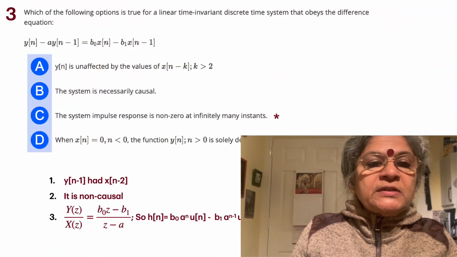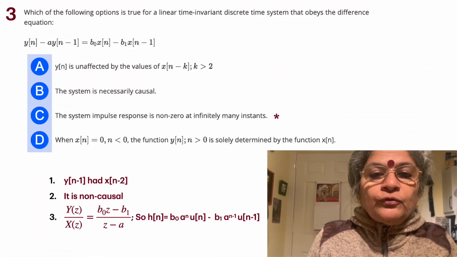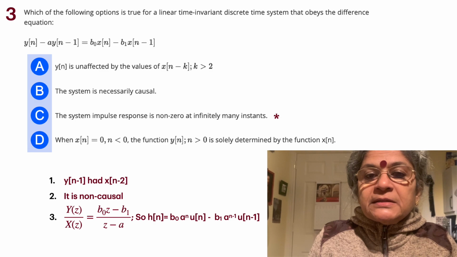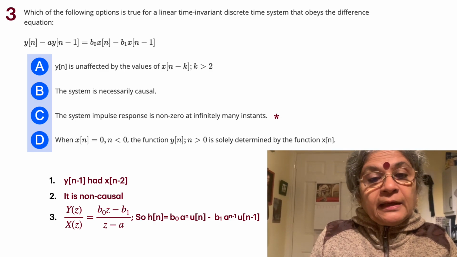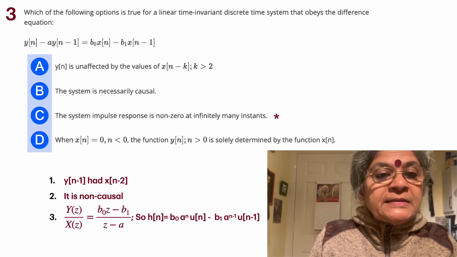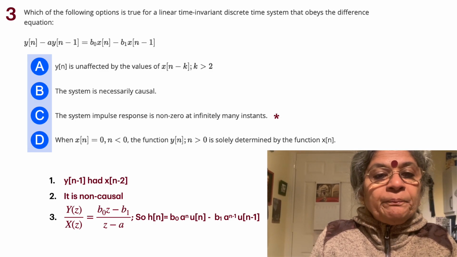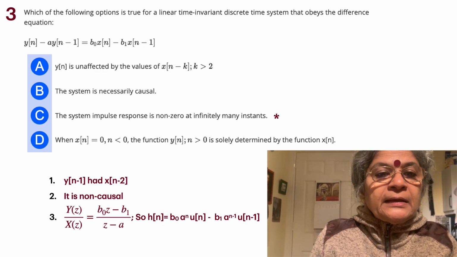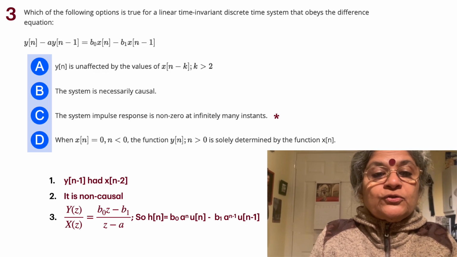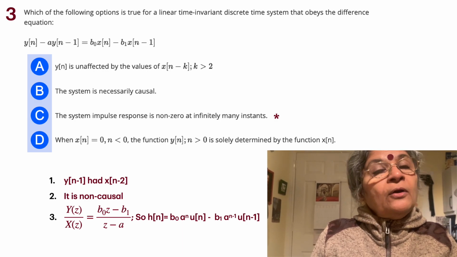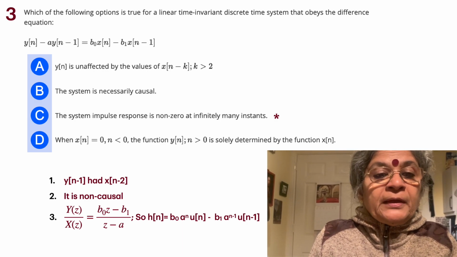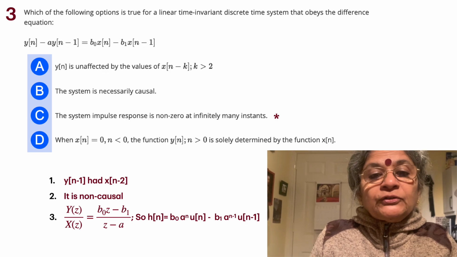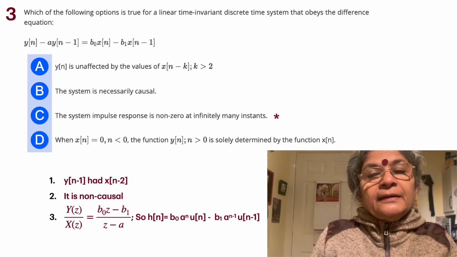Let's move to the next question. Which of the following options is true for a linear time invariant discrete time system that obeys the difference equation y[n] minus a y[n minus 1] is equal to b0 x[n] minus b1 x[n minus 1]? So what does it tell us? Which of the following options is true? Other than one, all the options are not true. y[n] is unaffected by the values of x[n minus k] for k greater than 2. Is it right?